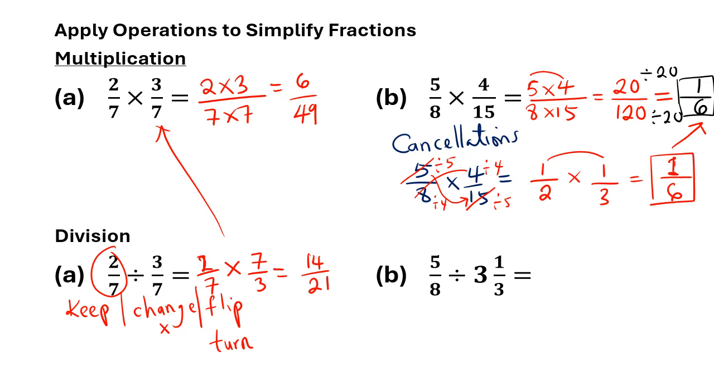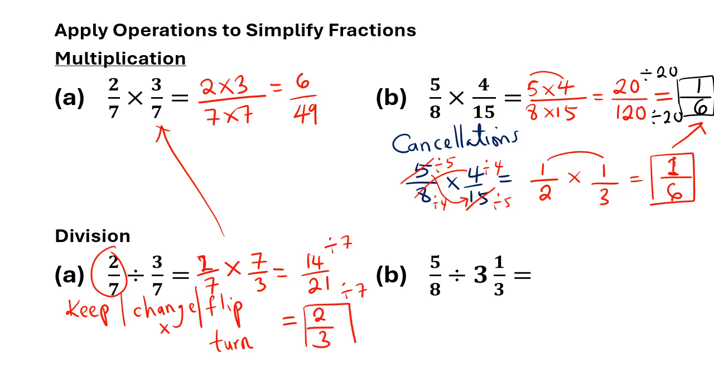And then you just check around to see if you can reduce the fraction. Of course, I can reduce this fraction. How do I reduce that? I see that I can reduce by dividing 14 by 7. So I'm going to divide 14 by 7 and divide 21 by 7 as well. 14 divided by 7 is 2, and 21 divided by 7 is 3.